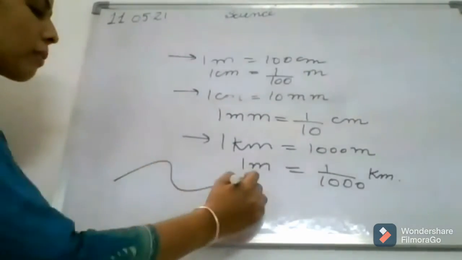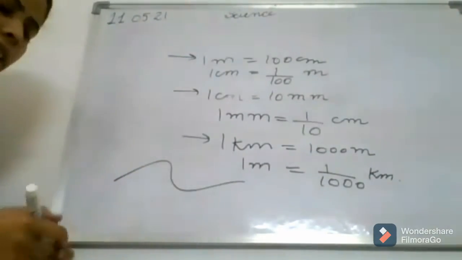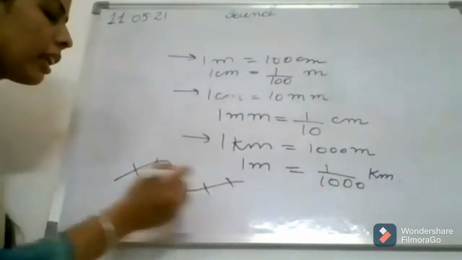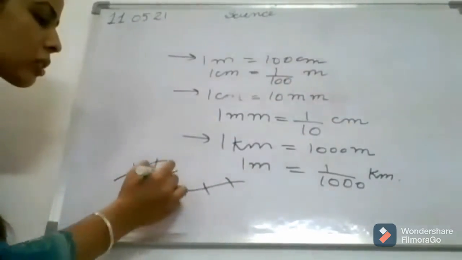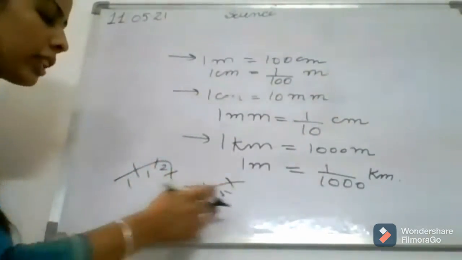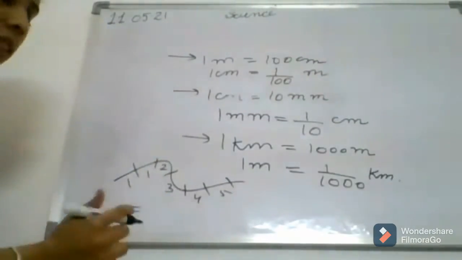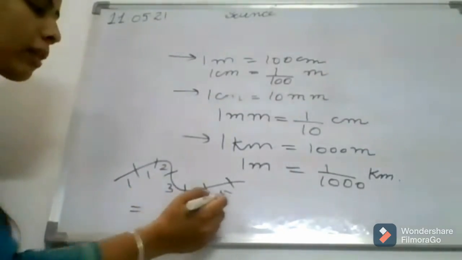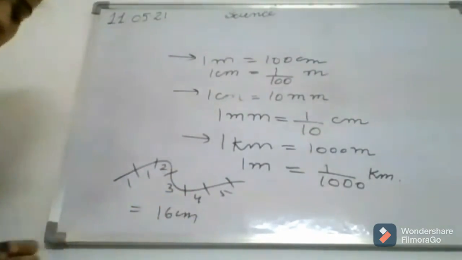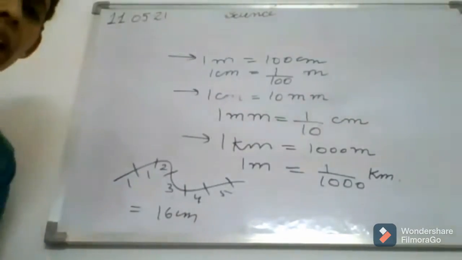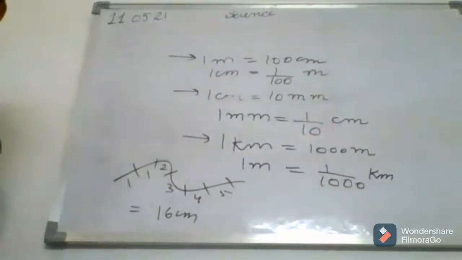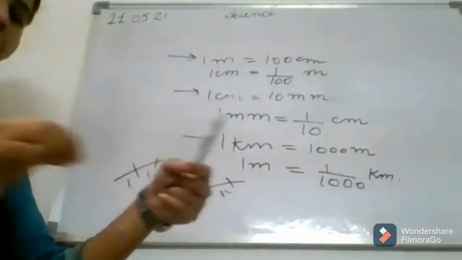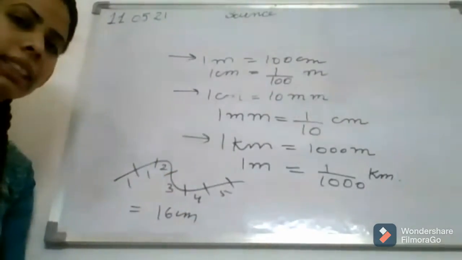Then we have learned how to measure a curved line by using a thread. We will take small portions and then add them. For example, it is 1, it is 1, it is 2, it is 3, it is 4, it is 5. So then we will add the whole centimeters. 1 plus 1, 2, 2 plus 2, 4, 4 plus 3, 7, 7 plus 4, 11, 11 plus 5, 16. So your answer will be 16 centimeter. In this way, you will find the answer also. Clear? You can also measure it with the help of a scale.